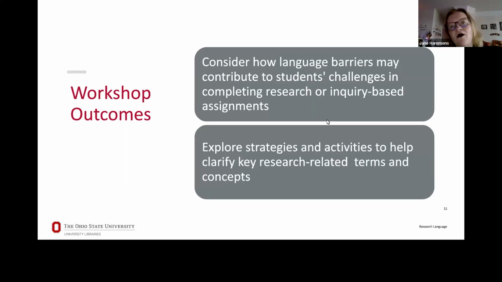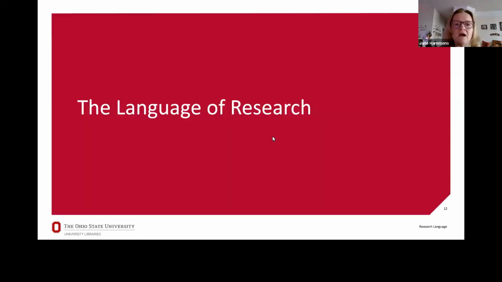Today, we're going to talk about how language barriers may contribute to student challenges in completing research assignments, and talk specifically about what some examples of those language barriers might be. And then we'll think about some strategies and activities that we might be able to use to help clarify key research related terms and concepts for students. Okay, so let's jump in and talk about the language of research and what we mean by this and what examples of this might look like.